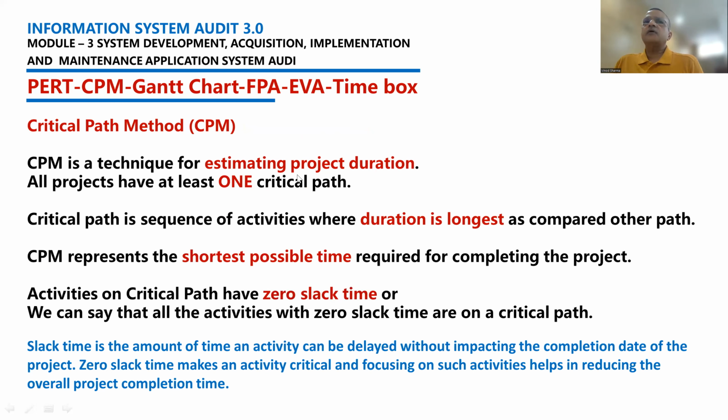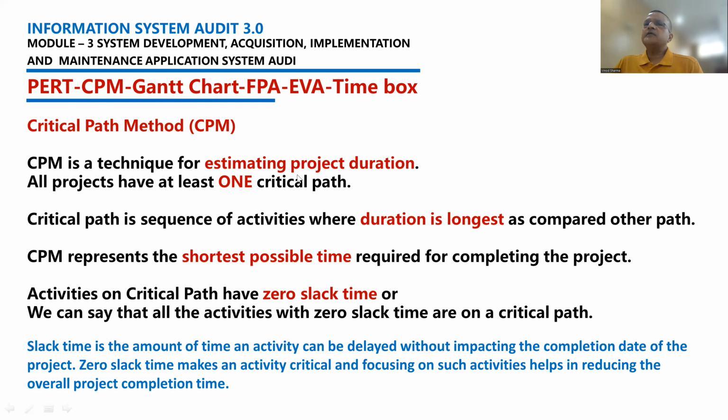Now we move on to the critical path method. It is a technique for estimating, again, project duration. Both PERT and CPM estimate project duration. All projects have at least one critical path. The critical path is the sequence of activities whose duration is the longest as compared to the other paths, which means that all the critical activities fall on this path.